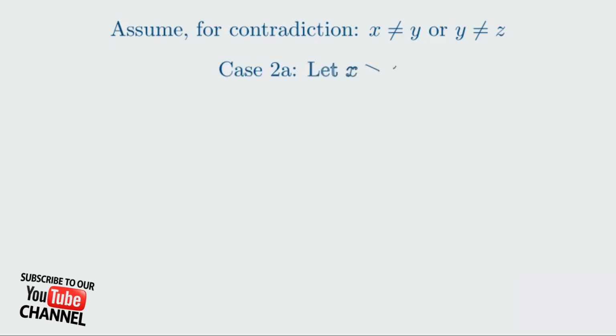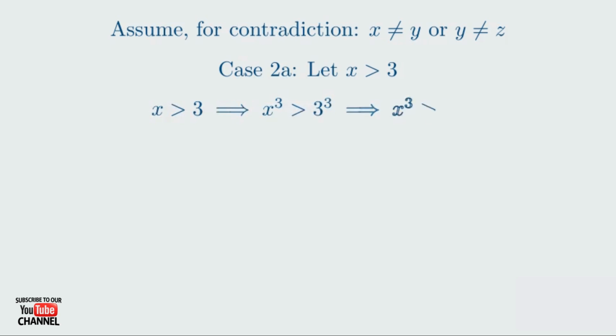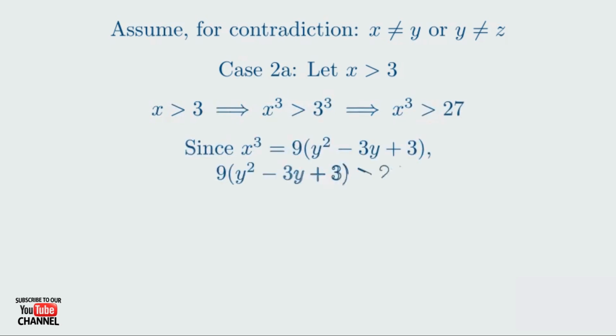We know the solution 3, 3, 3 works. We're asking, can x be any other positive number? Let's assume x is greater than 3. If x is greater than 3, then x cubed must be greater than 27. From our first equation, x cubed equals 9 times the y expression. So, 9 times that y expression must be greater than 27.